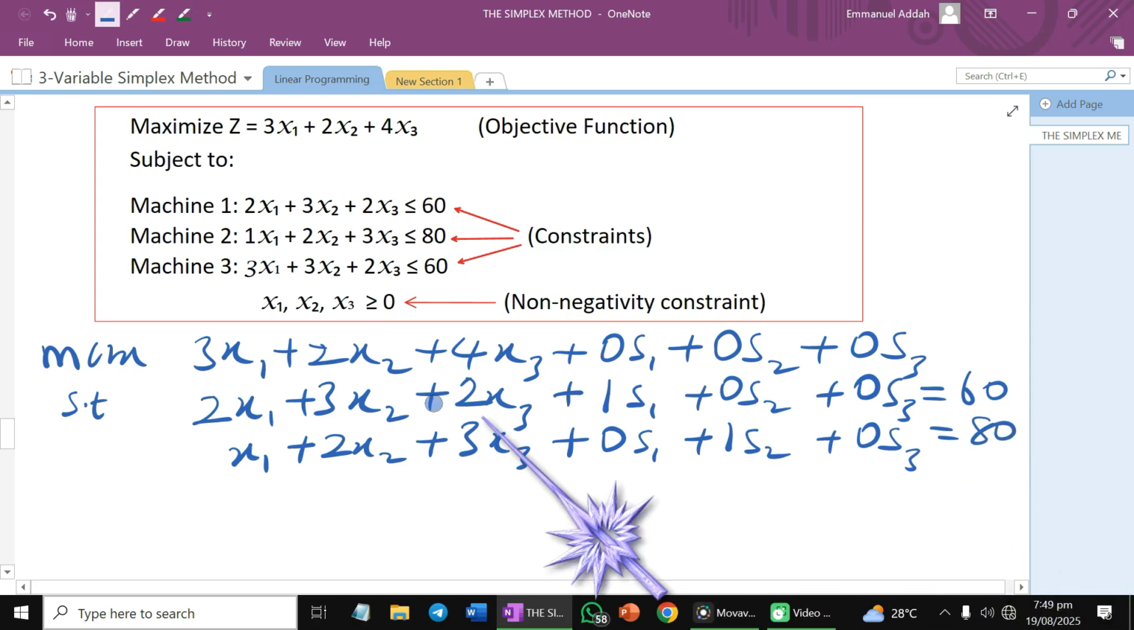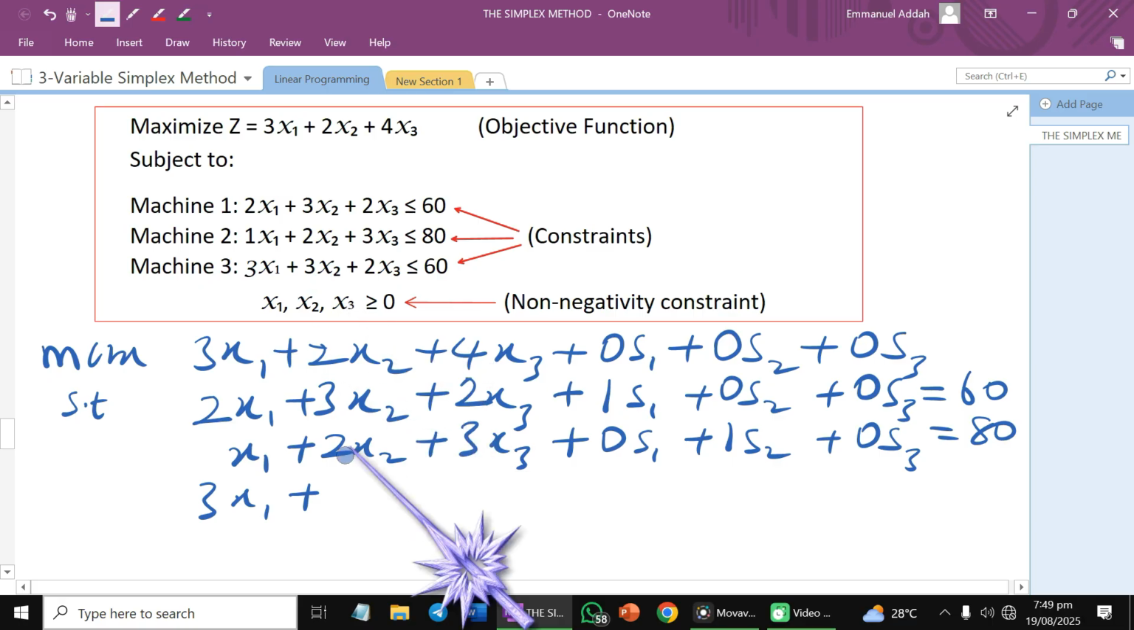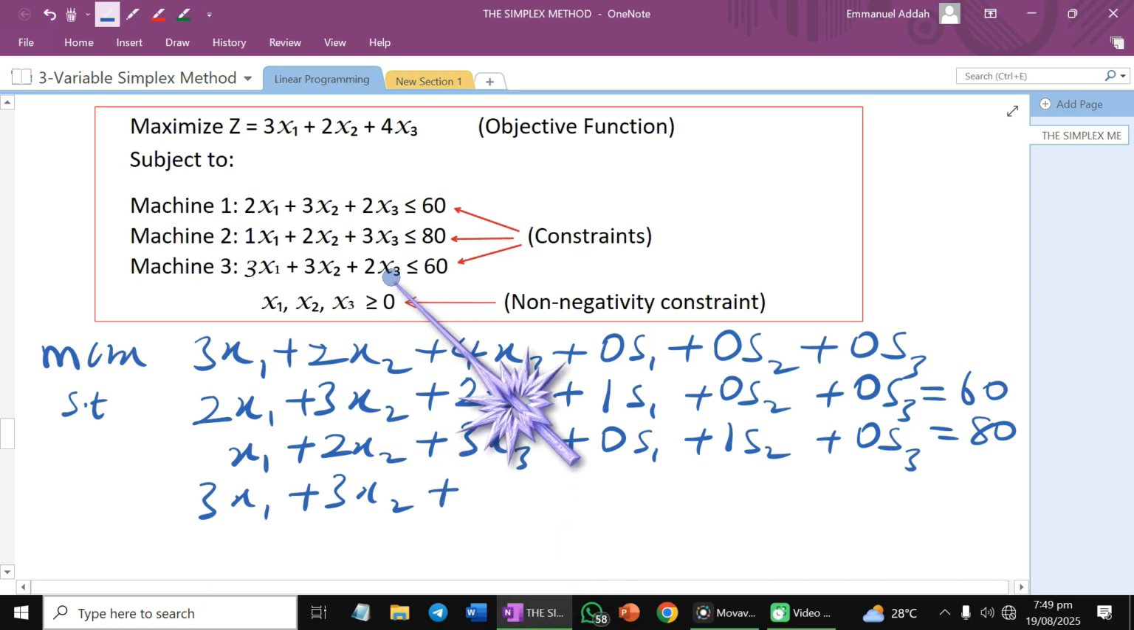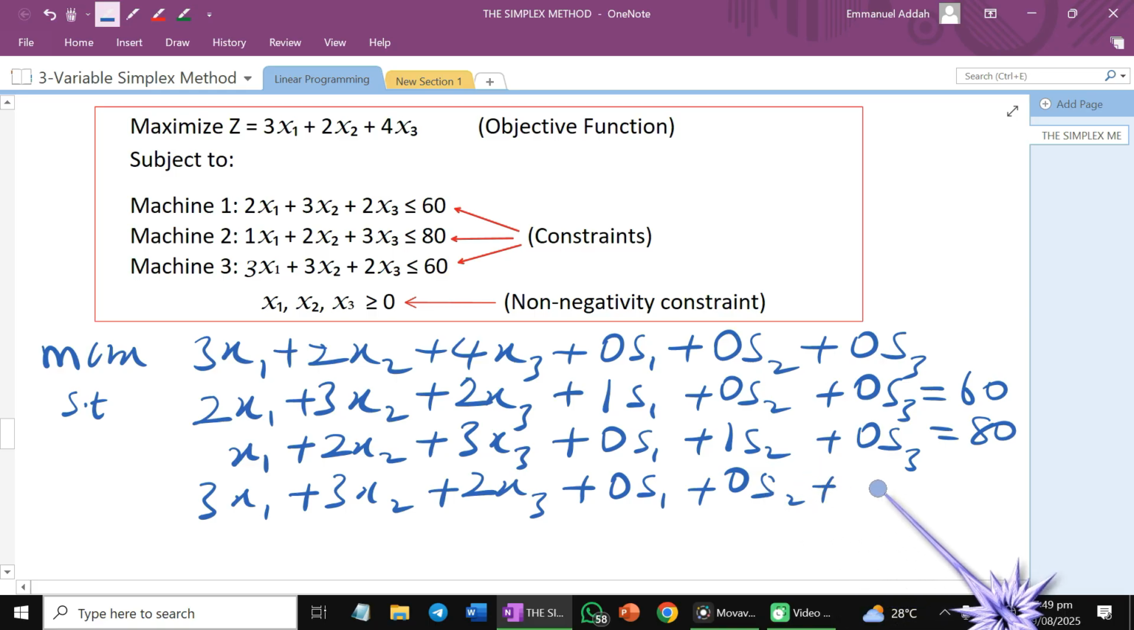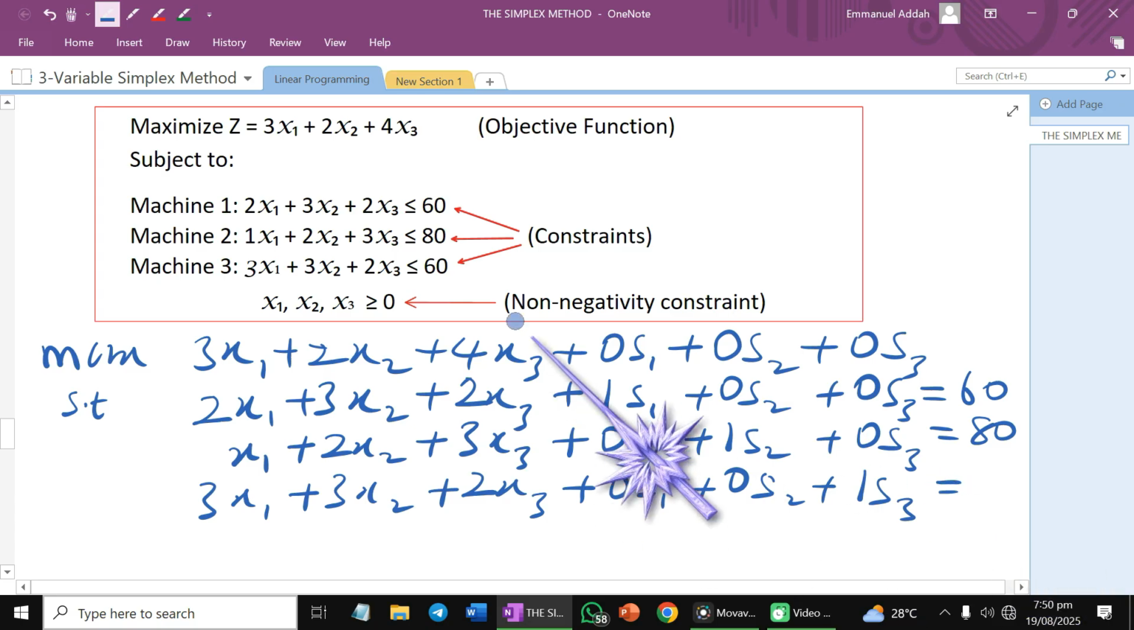Okay, the next one, you have 3x1 plus 3x2 plus 2x3 plus this x3. So it's only s3 that will have 1. The other two will be 0. So we have 0 s1 plus 0 s2, plus 1 s3 is equal to 60.